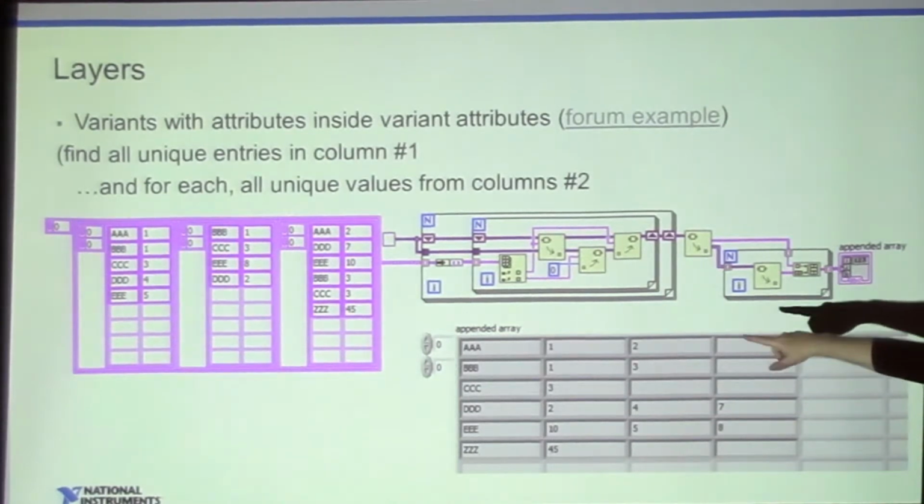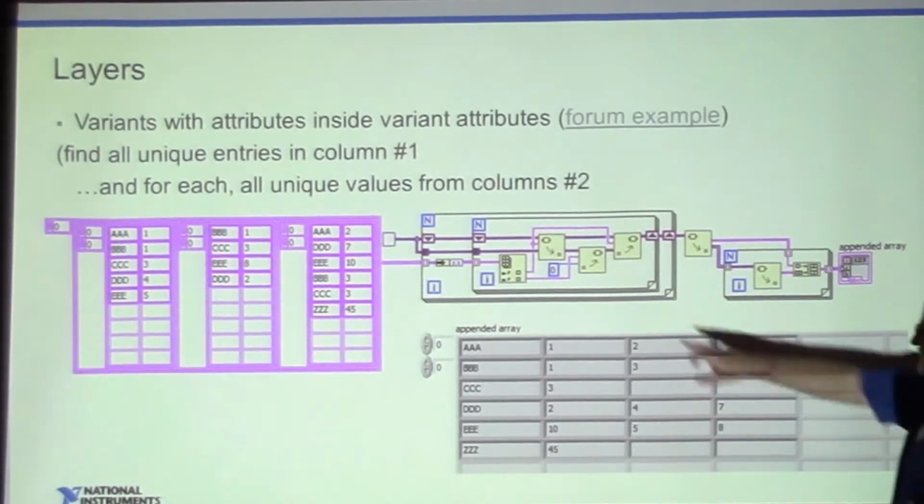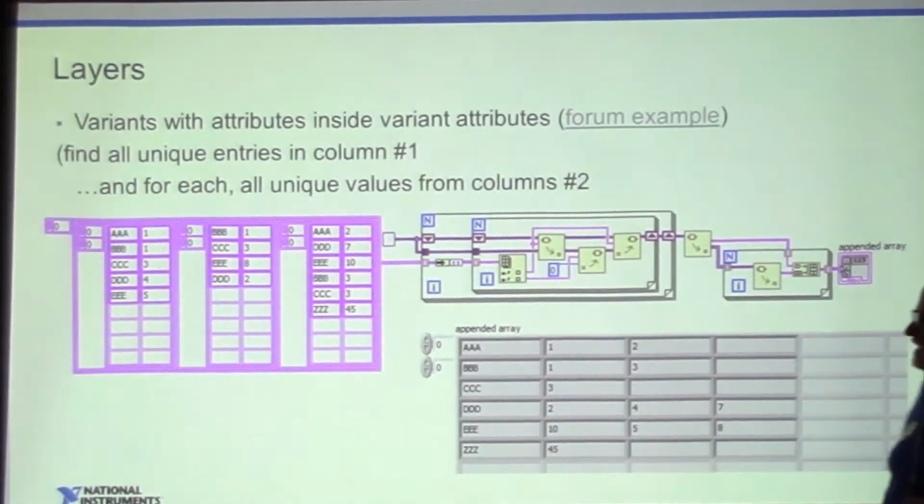So again, we iterate over that. We add all the keys, and for this inner one, we don't care about the value. We just want to find the unique elements. So again, it's a waste for the variant attributes to even have a value. At the end, we need to crank it out, auto-index, and get that kind of value out.